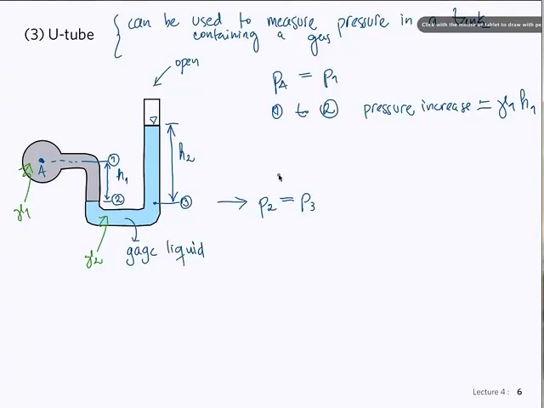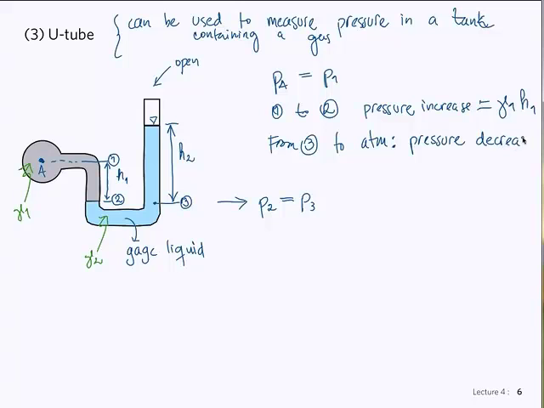We saw that 2 and 3 are the same fluid, same depth, same pressure. And so from 3 to atmosphere, well, now we're going upwards, so pressure decreases by gamma 2 H2.